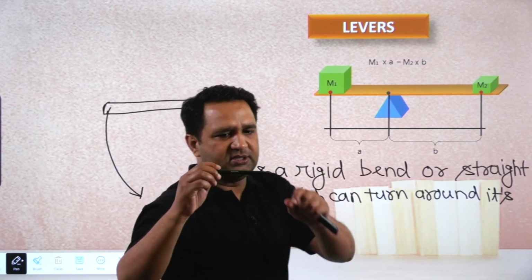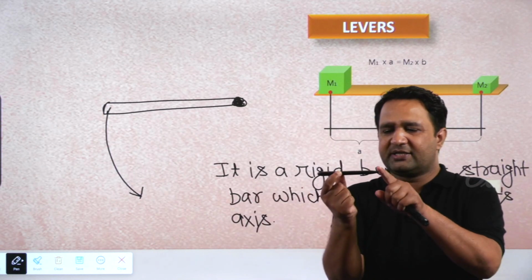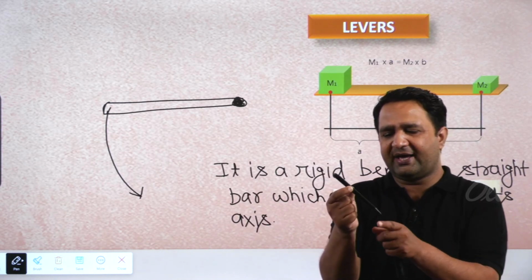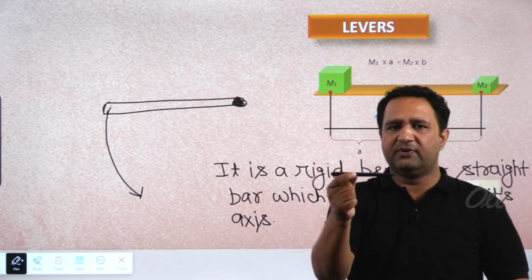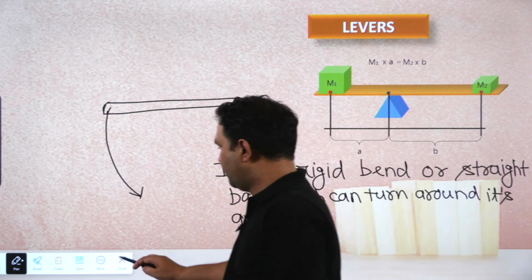Suppose that this is a bar. If I fix it here and it can turn around this fixed point or this axis, then this one will be considered a lever. Okay. Moving on next.